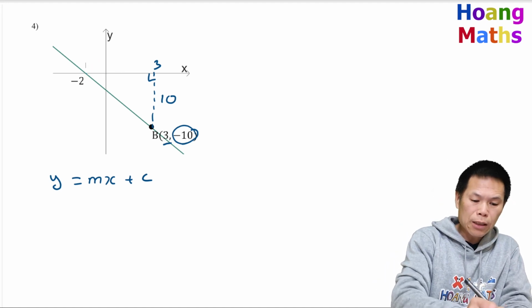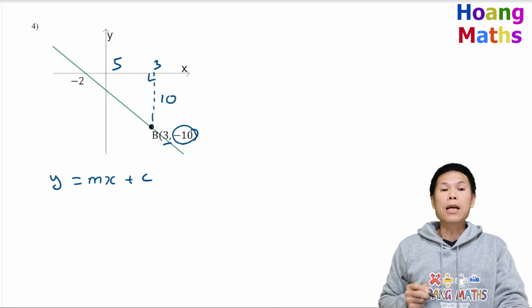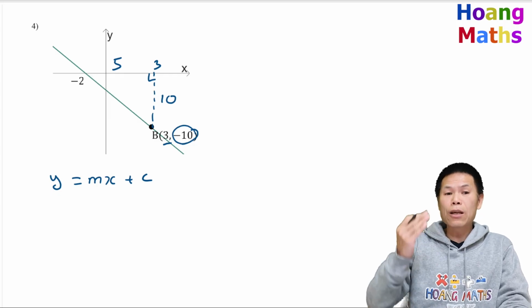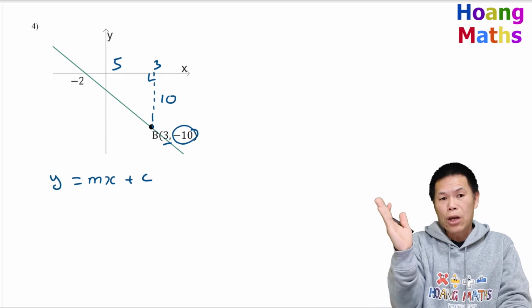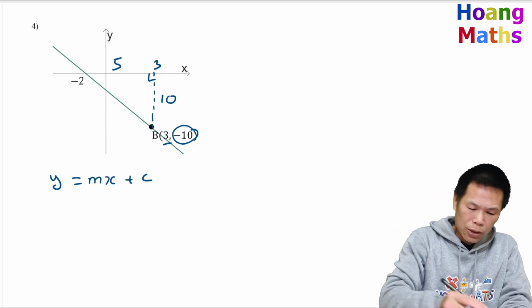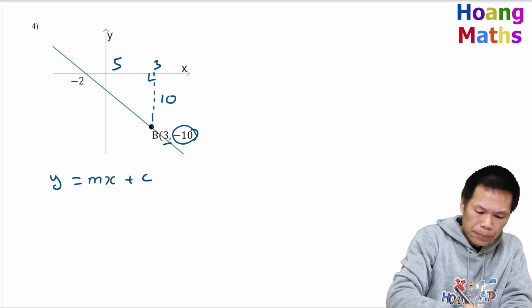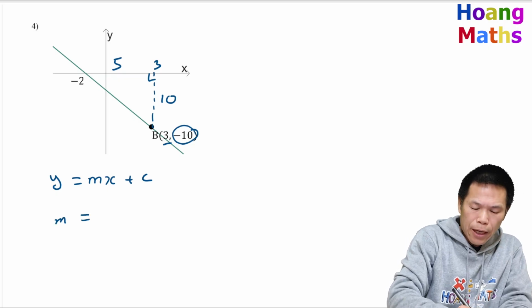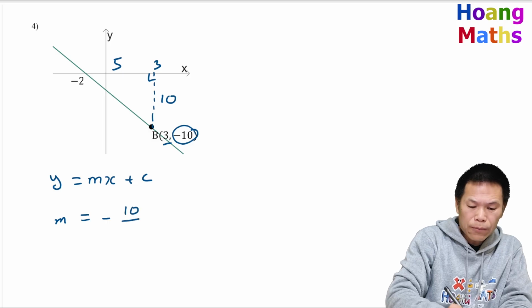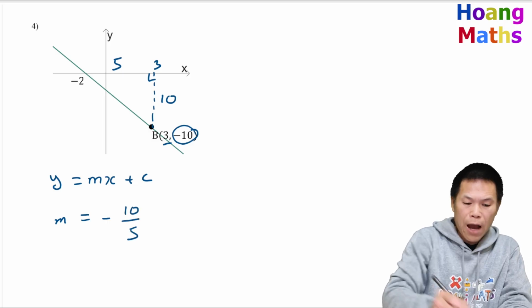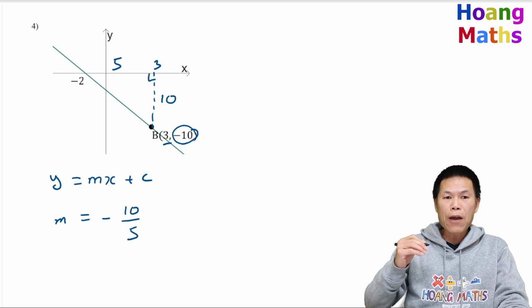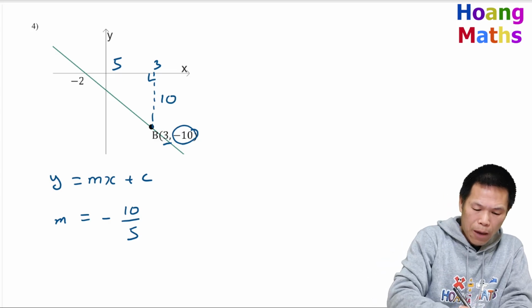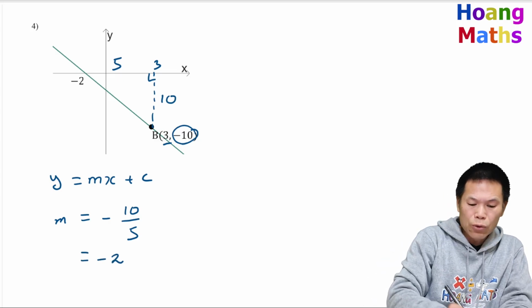So let me clear this. So this is 5 units. And the gradient is negative because the line is heading like this. So we have a negative gradient. So therefore, m is negative, rise is 10, run is 5. So 10 over 5 becomes 2. So m is negative 2.